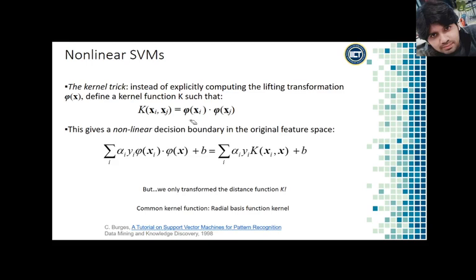Common kernel functions also include the radial basis function kernel, or you can define your own user-defined kernel. You can find more details on the kernels in this particular book, A Tutorial on Support Vector Machines for Pattern Recognition, or there is another book from Duda and Hart, which is on pattern recognition. But one thing to be noticed here is that for a kernel to be valid, the kernel function must satisfy Mercer's condition, that the kernel must be equivalent to a dot product in some space.